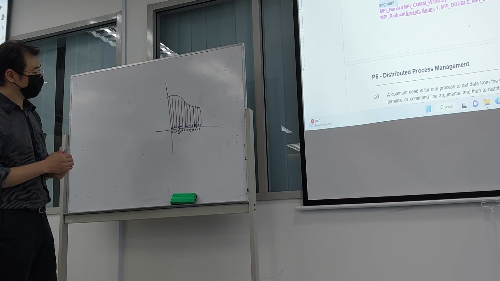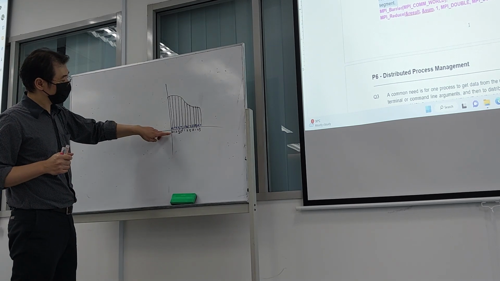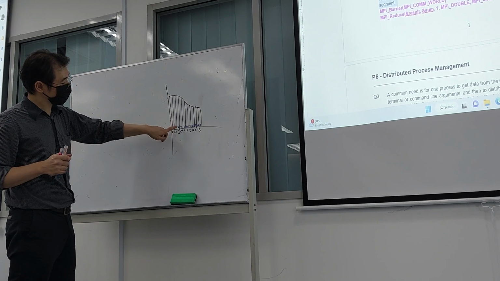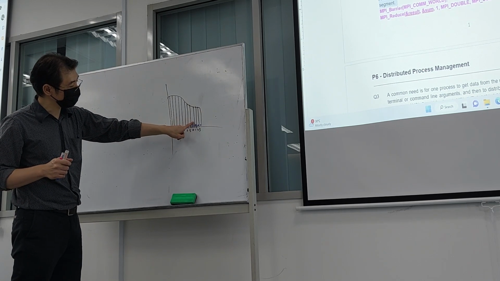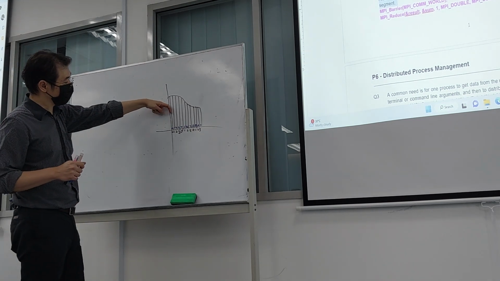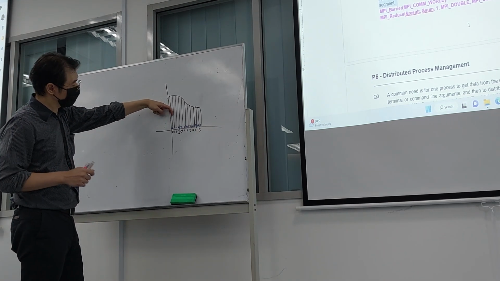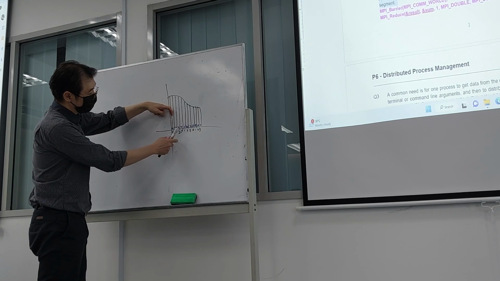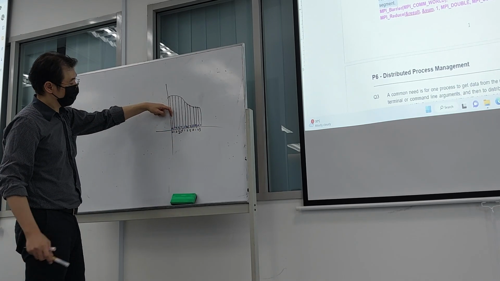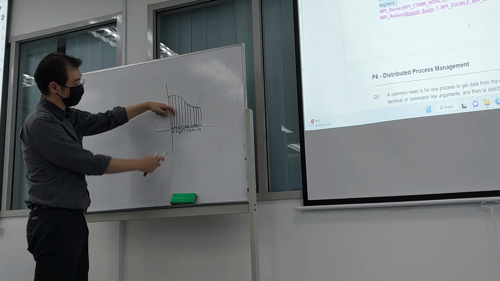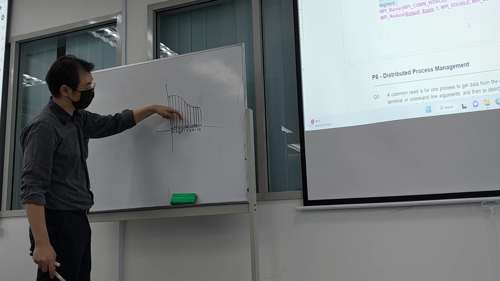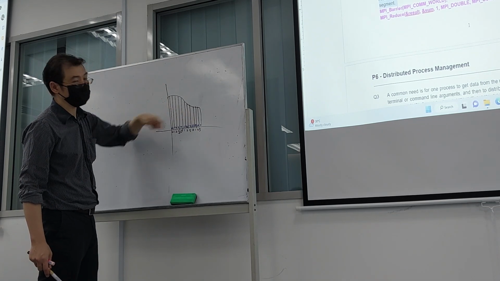So you can see that process number 0 is going to do strip number 0, strip number 4, strip number 8, and so on and so forth. Okay? How about process number 1? Process number 1 is going to do strip number 1, strip number 5, and strip number 9. Okay? The same thing for process 2 is going to do strip number 2, and then strip number 6, and then strip number 10. Okay?